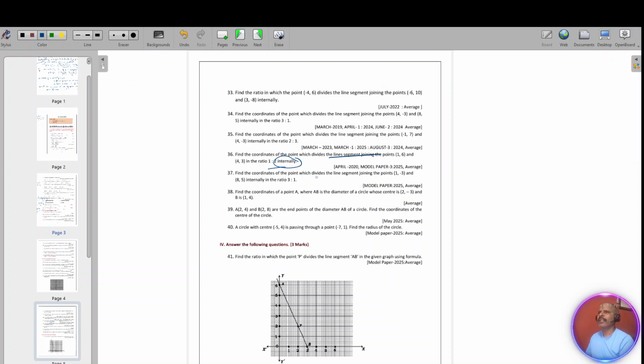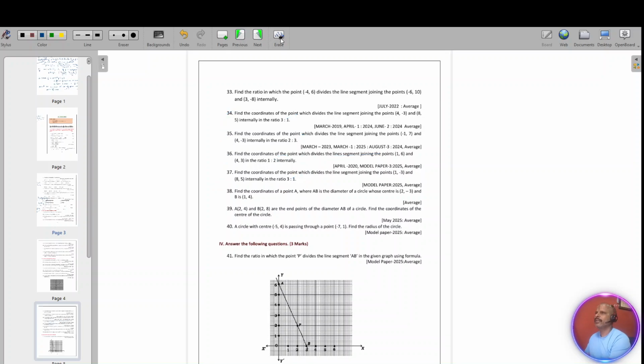Then 37th. Find the coordinates of the point. Again it is the same. All these are the same. Point only they are asking. Next, find the coordinates of A, where, we'll solve this. It's a textbook question, I guess, 38.